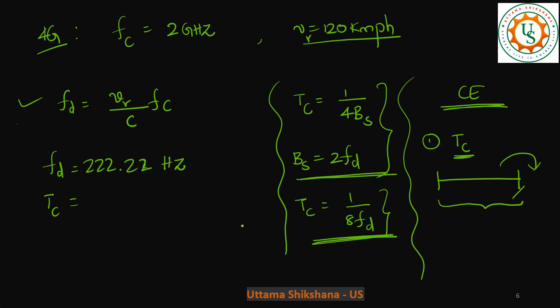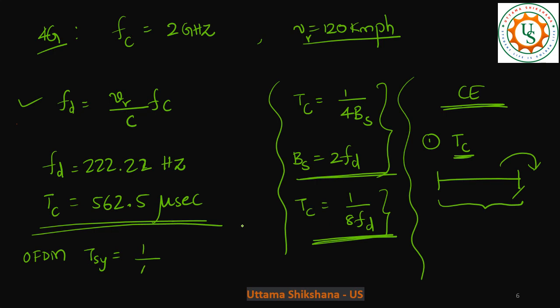By this way I got my TC, which is 1 by 8 times of this, so now I got it as 562.5 microseconds. So this is my TC. Now for 4G, how do we find the OFDM symbol duration? That is TSY, given by 1 by delta F. Delta F is the subcarrier spacing, which is 15 kilohertz. If you calculate this, you will get 66.67 microseconds.